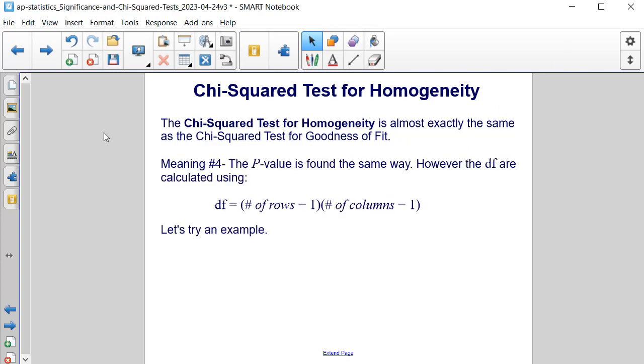Meaning number four, the p-value is found the same way. However, the degrees of freedom are calculated using the following formula. The degrees of freedom is equal to the number of rows minus 1 times the number of columns minus 1. Let's try an example to see how this works.